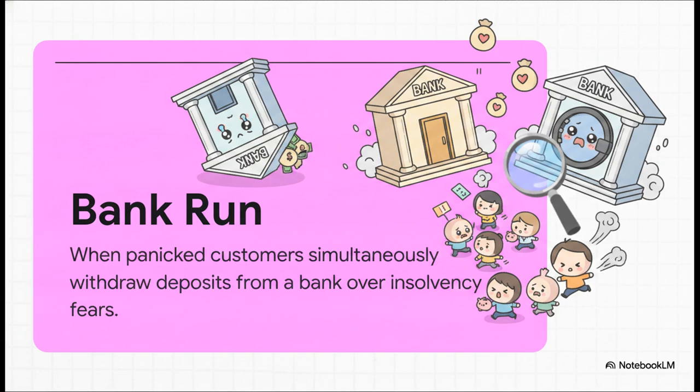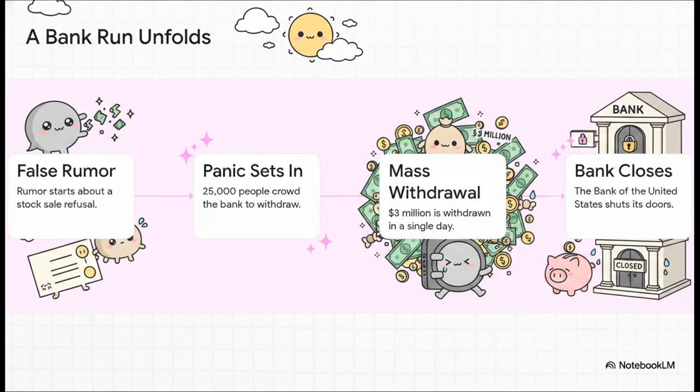This meant banks had to suddenly come up with all their customers' money all at once, which is literally impossible. Let's walk through this step-by-step collapse of the Bank of the United States in New York, because it shows exactly how fear alone could destroy a financial institution.